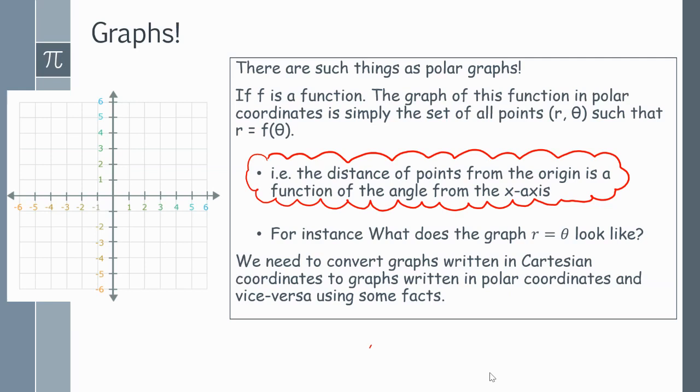For instance, we might say, if r equals theta, what does that graph look like? If theta equals 0, then our distance from the origin would equal 0. If theta equals pi on 4, r would also equal pi on 4, and so forth. Pi on 2 for the angle would be pi on 2 for the distance. 3 pi on 4 for the angle, 3 pi on 4 for the distance. And let's do one more. If we had pi for our theta, we would have pi for our r.